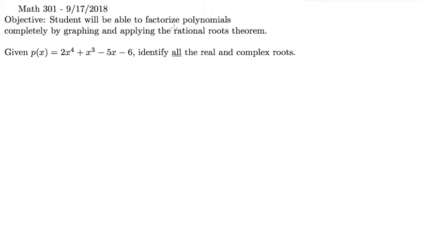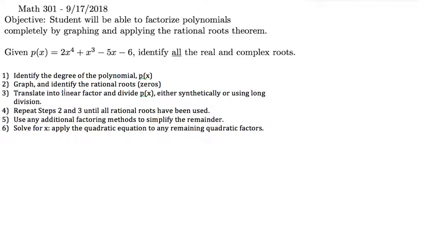And so you're going to be able to factorize the polynomials completely, first by graphing and applying the rational roots theorem, and then we'll be using some other algebra to solve and evaluate what values of x make this equation equal to 0. Okay? So first and foremost, I want to show you a little flow chart. Consider this step 1 through 6.